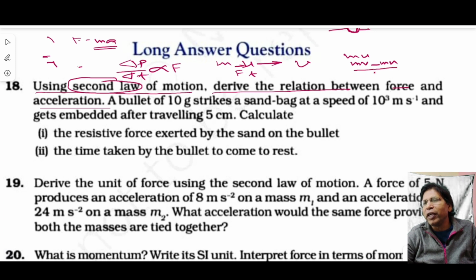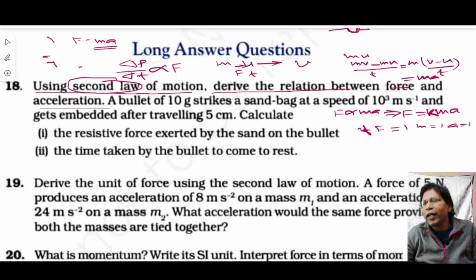So rate of change of momentum is mv minus mu by t, that is m into (v minus u) by t. Okay, this is mass into acceleration. Now according to Newton's second law of motion, F is proportional to mass into acceleration. Therefore from this relation we can write F equals a proportionality constant k times mass into acceleration. Now if F equals 1, m equals 1, a equals 1, then k equals 1. Therefore unit force produces unit acceleration of a body of unit mass. Therefore F equals mass into acceleration is the relation between force and acceleration.